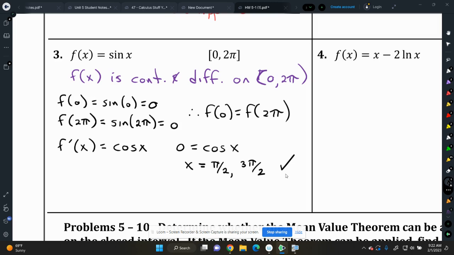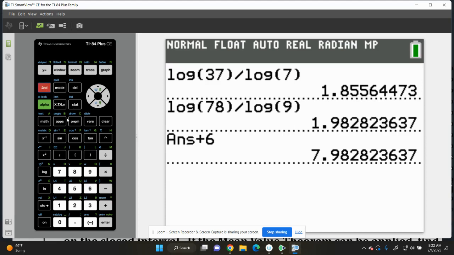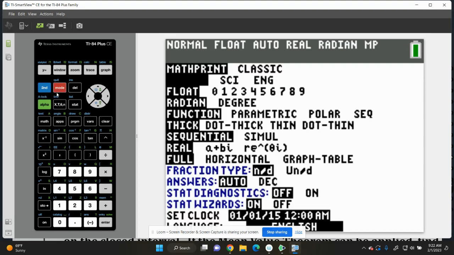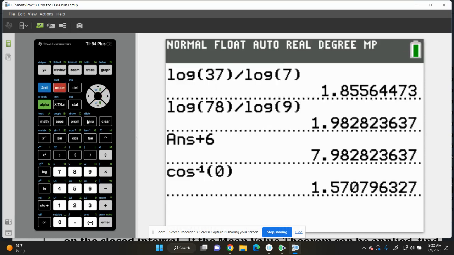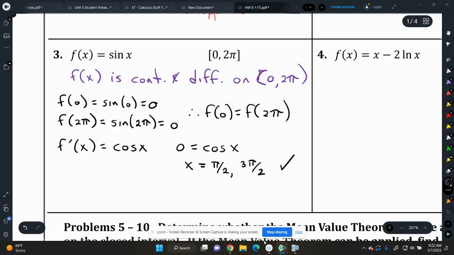So if you get stuck and it's a calculator problem, you can do your inverse cosine of 0. Sorry, I have to put it in degrees. And we get 90, right? Now it's only going to give you the first quadrant results. So you have to know your trig, you have to know your unit circle. Okay, so here Rolle's theorem applies.